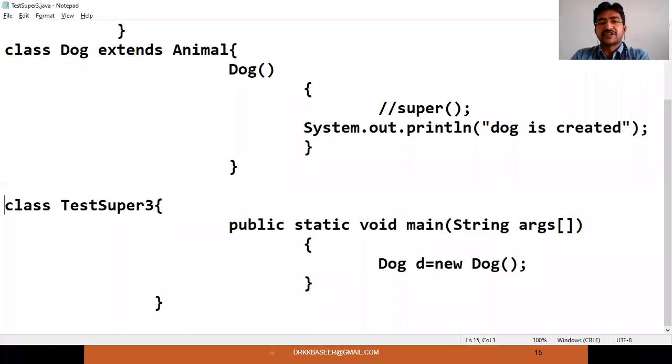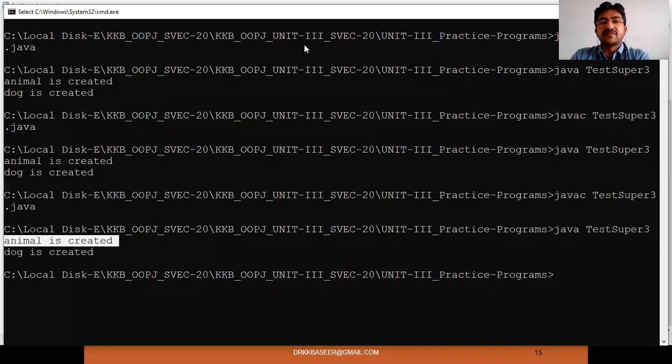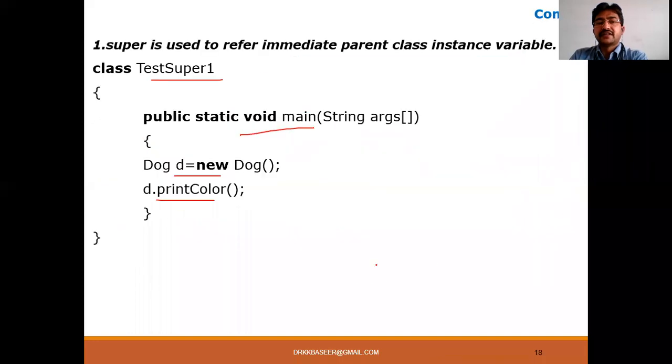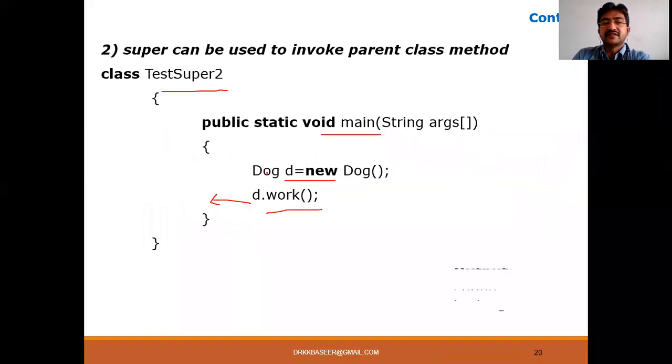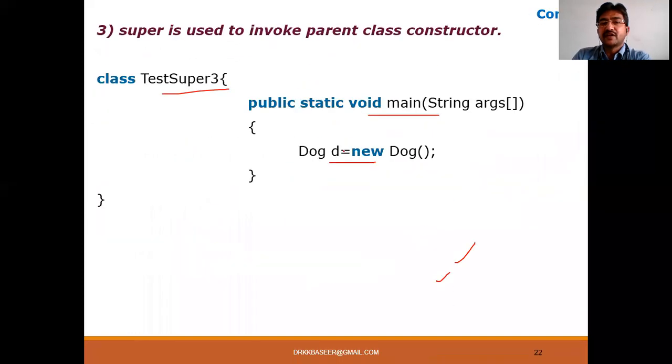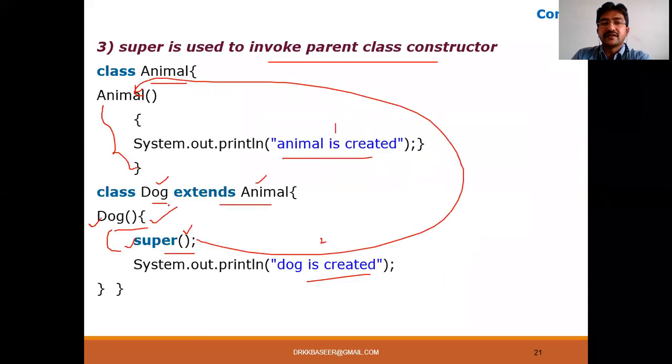So the output, that's what it is showing, that with the help of the super, the output is the same. Animal is created, dog is created. Without the super, it is also displaying the output, animal is created and dog is created, because it is going to be extended. This class is going to be extended by whom? In this example, TestSuper3, here you are creating the D object. Now, who is dog here? In this class, dog, which extends animal.